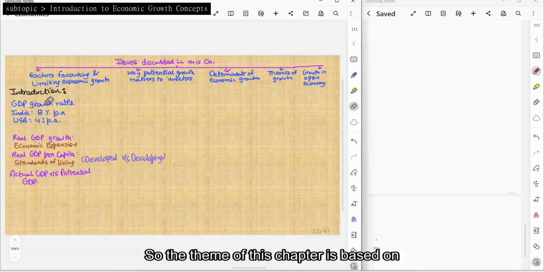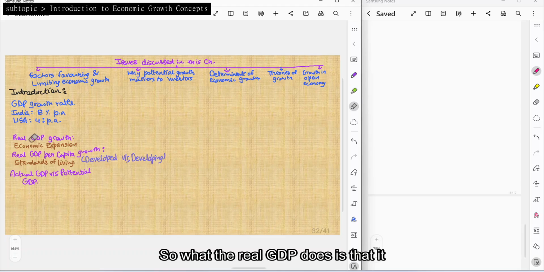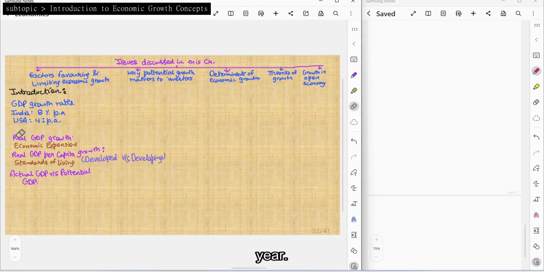So the theme of this chapter is based on the idea that countries with higher GDP growth rates tend to have better investment opportunities. For example, we are given the GDP growth rates for India and USA. India's GDP growth rate is more than that of USA, so investment opportunities available in India will be better than that of USA. So what the real GDP does is that it measures total output of goods and services produced in an economy during a given year.